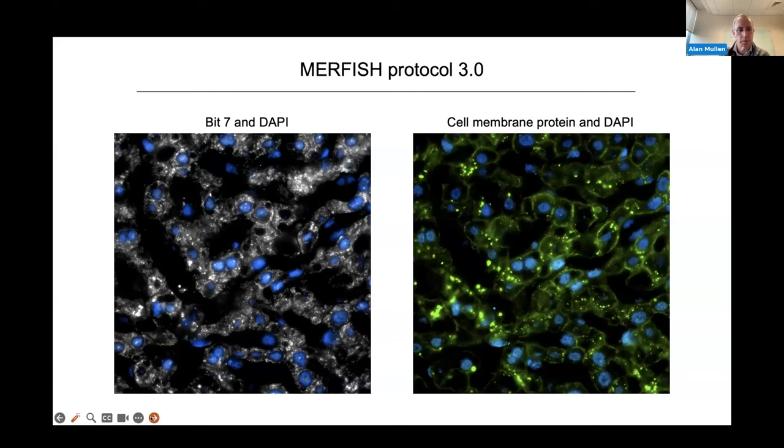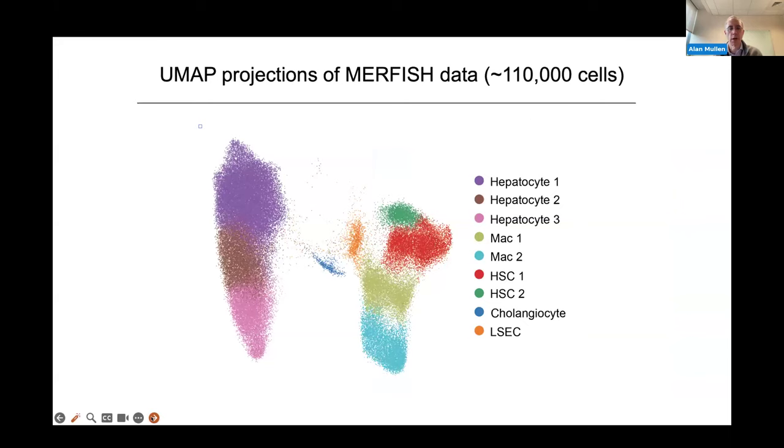So now that we have that, we can go back and look at the major cell types in the liver. This is a UMAP projection taking all the cells that have been defined by using 317 genes to define primarily hepatocytes, but they also contain a small number of genes to identify macrophages, hepatic stellate cells, cholangiocytes, and the liver sinusoidal endothelial cells. We do get more reads and more cells.